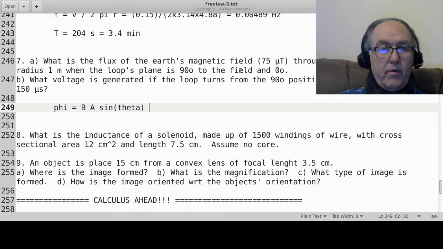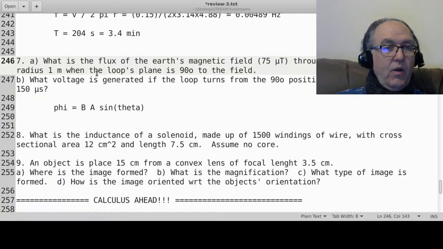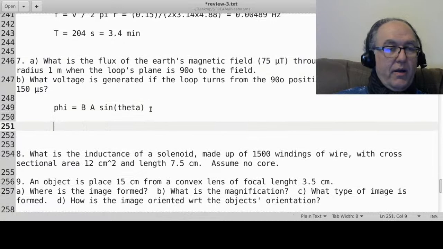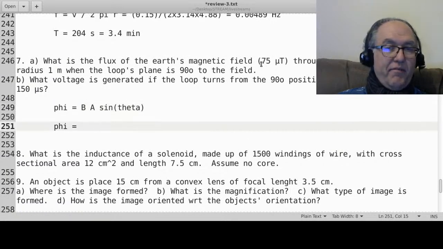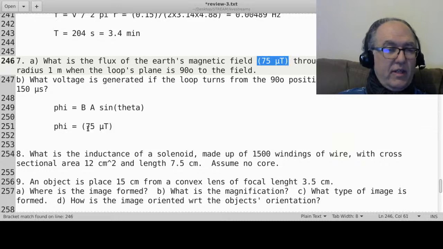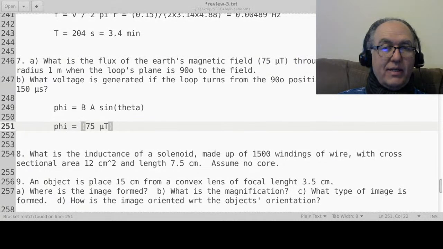I wrote something funny here. I don't know why I put that and 0 theta there like that. Where the plane of the loop is 90 degrees to the field. Okay, that's good. All right. So phi is going to equal the strength of the magnetic field. So the Earth's magnetic field, it varies a lot, but we'll say it's 75 milliteslas.